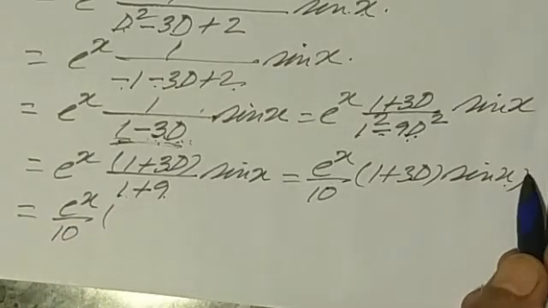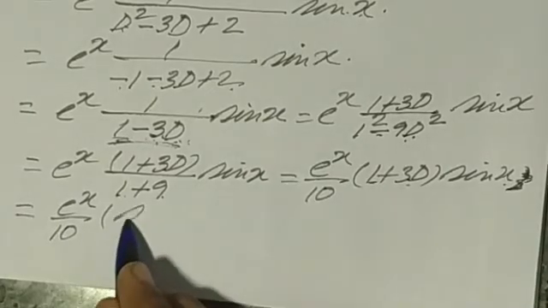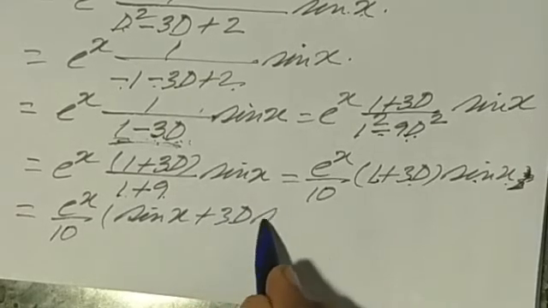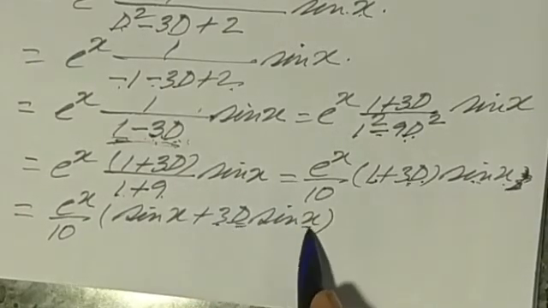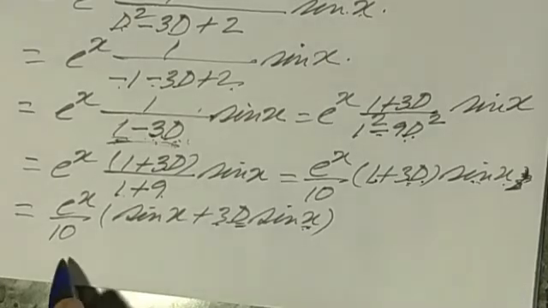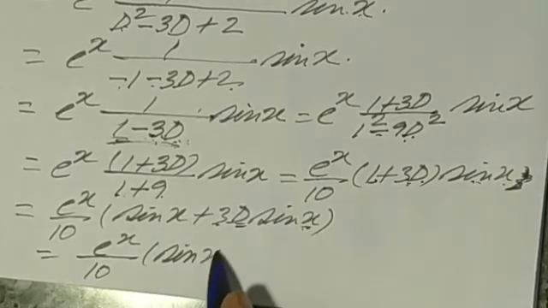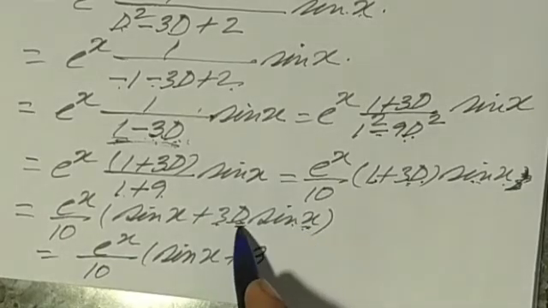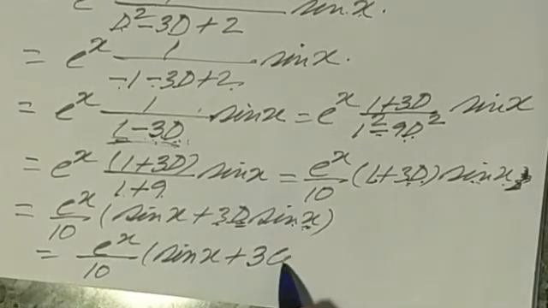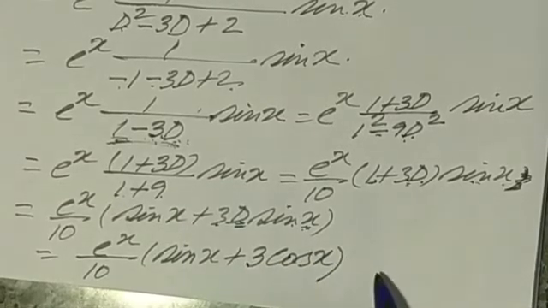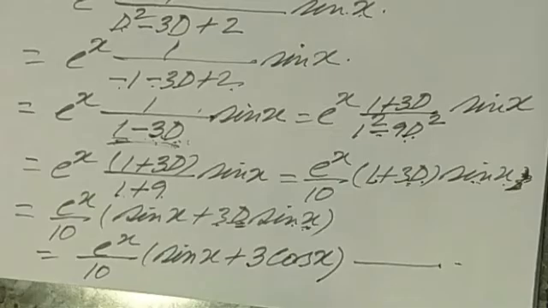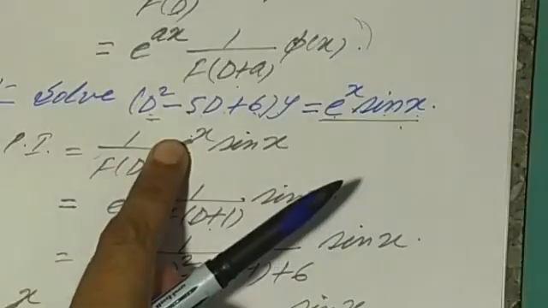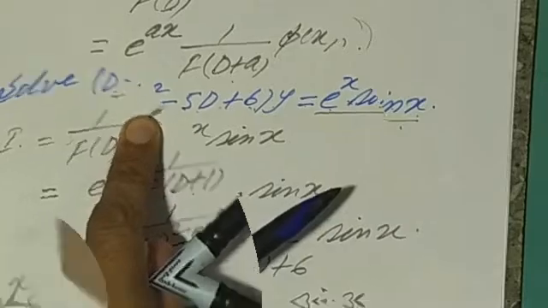So e raised to the power x upon 10. If we multiply this inside the bracket, we get sin x plus 3D sin x, where D sin x is the derivative of sin x. So e raised to the power x upon 10, sin x as it is plus 3 as it is, D sin x, as I said, is the derivative of sin x, which is cos x. So cos x, and that's it. This is the particular integral of the given differential equation of second order.